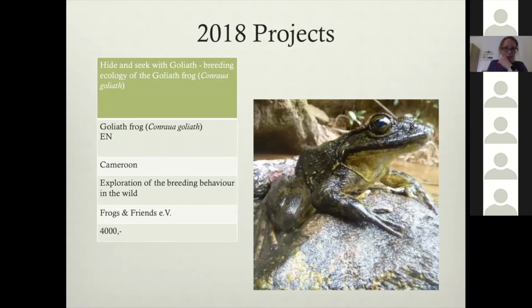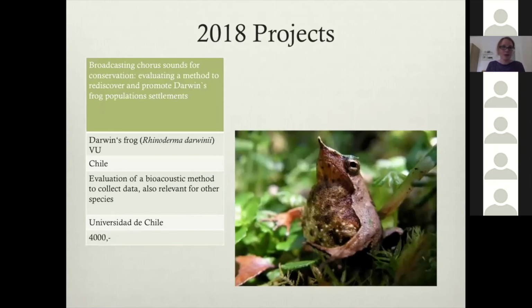It's a project in Cameroon, but was done by a German organization, Frogs and Friends, and they explored the breeding behavior in the wild. This is an example for applied science. So it's very helpful, for example, for captive breeding or rescue populations to know how they breed. Then we have broadcasting chorus sounds for conservation, evaluating a method to rediscover and promote Darwin frog populations. That was in Chile, evaluating a bioacoustic method to collect data, and it was also relevant for other species.